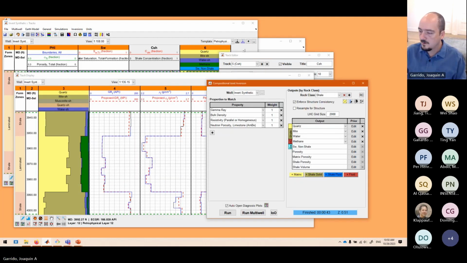All right, so this is how you would do a joint inversion and get petrophysical properties. Then you can use these petrophysical properties to calculate hydrocarbon pore volume and really make a better assessment of your field. That's what I have here. I don't know if there are any questions, comments, anything.